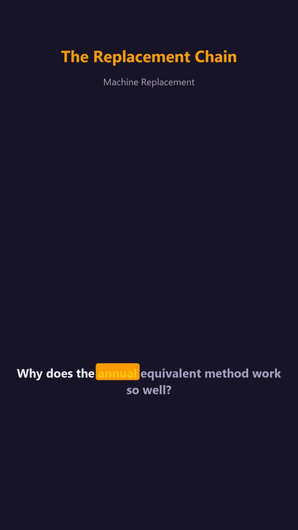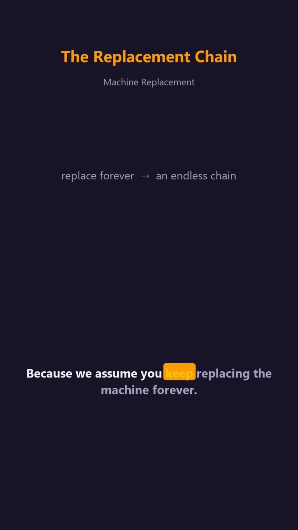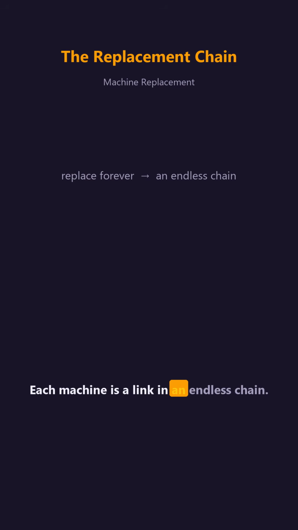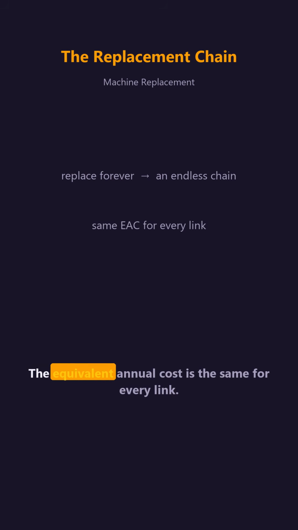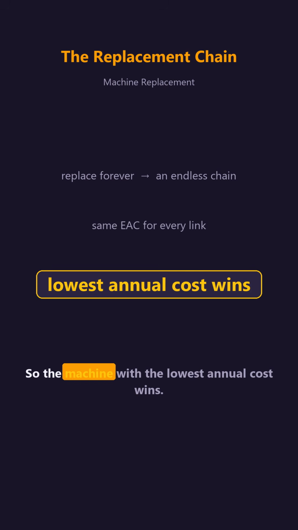Why does the annual equivalent method work so well? Because we assume you keep replacing the machine forever. Each machine is a link in an endless chain. The equivalent annual cost is the same for every link. So the machine with the lowest annual cost wins. That is the fairest way to compare different lifespans.